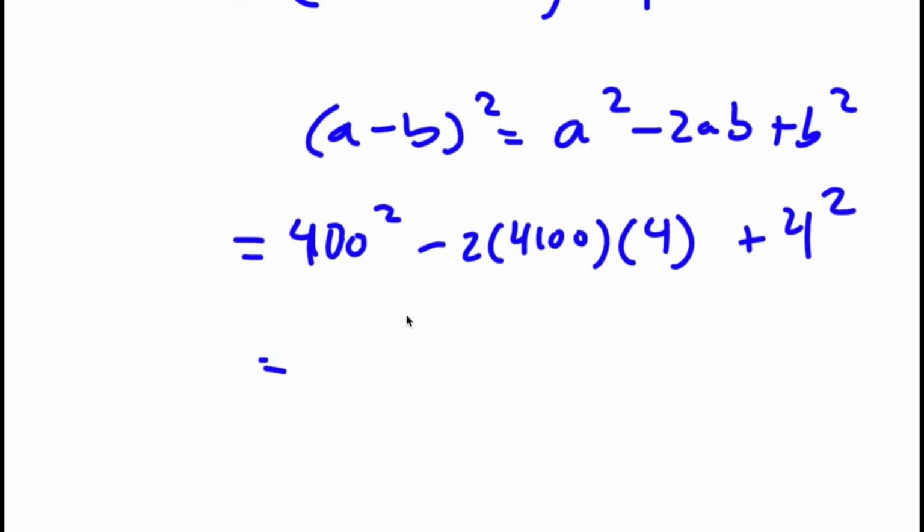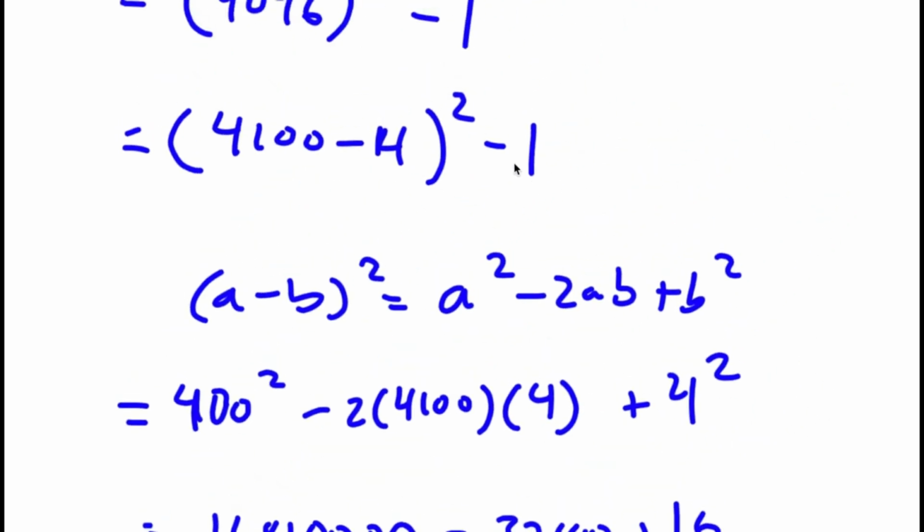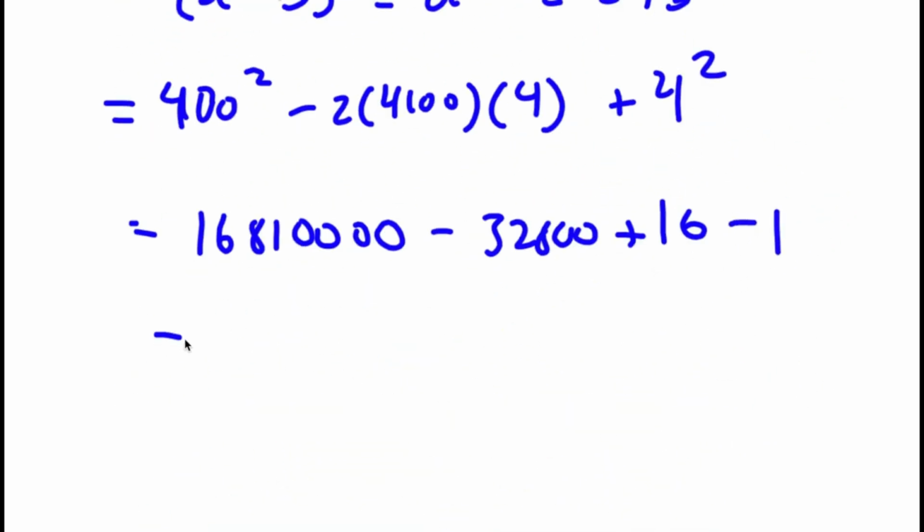Now 4100 squared, that's going to be, sorry, 16,810,000. Now I have this minus 32,800 plus 16, and then we can't forget our negative 1 at the end.